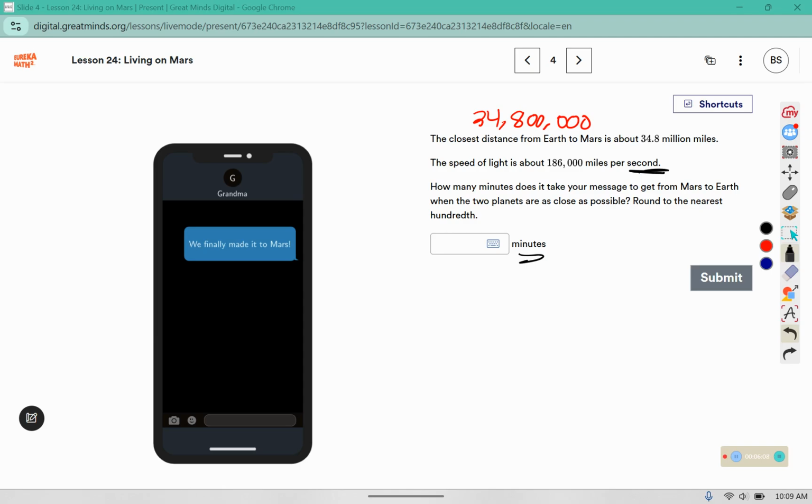Just like we could move the decimal to the right, we can also move it to the left. So I'm going to move it 3 spots to the left. That way I'm dividing by 186 rather than 186,000. So over here I have 34800 divided by 186. So I know it fits in there one time.